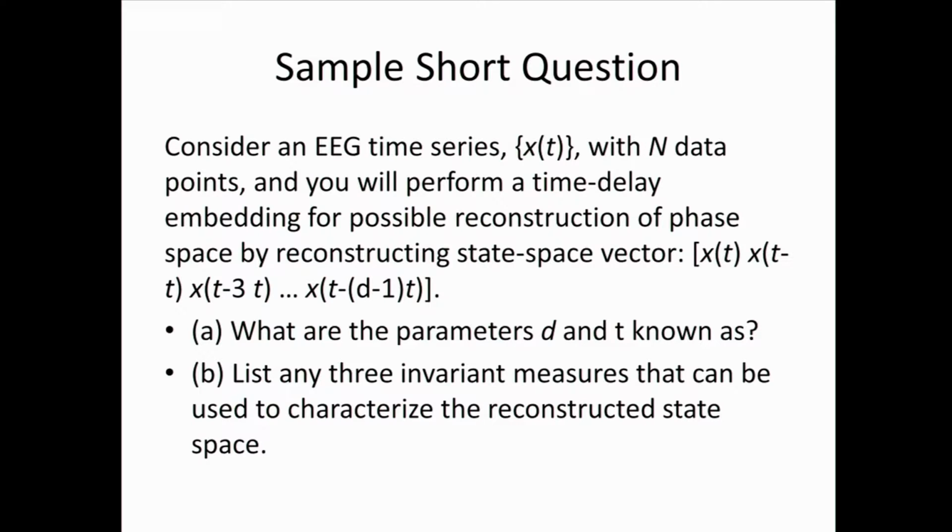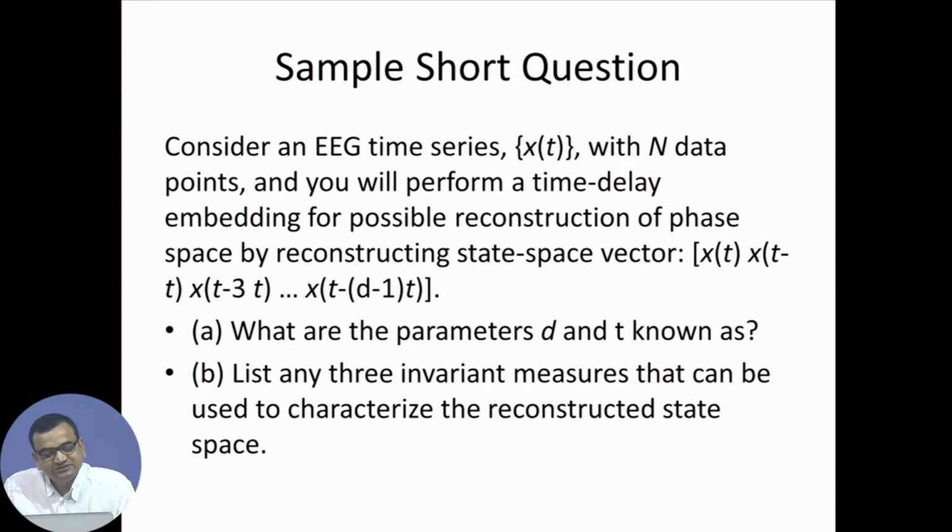Okay, so a little bit later lecture. Suppose consider an EEG time series. We talked about it yesterday. N data points, and you will perform a time delay embedding x(t), x(t minus tau), x(t minus 2 tau), and so forth. What are the parameters d and tau known as? What do you call d?